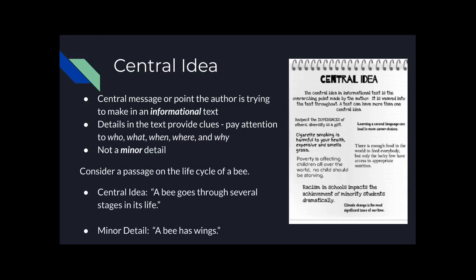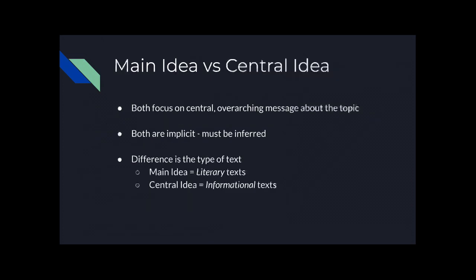A minor detail in the story will be that a bee has wings. Okay, so that's not the point of the text, it's just a detail. But the bee getting its wings is part of its life cycle. So those minor details can help point us to that central idea.